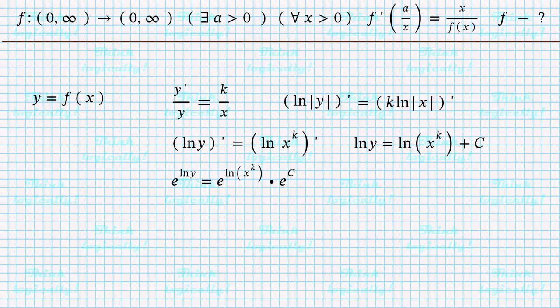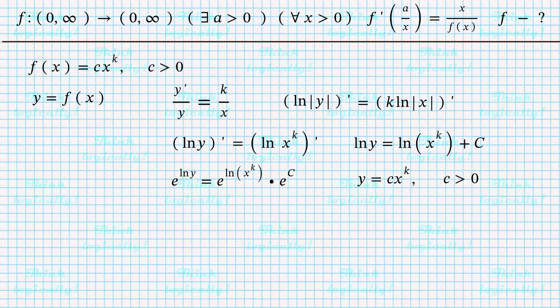The left hand side of the new equation is just y. E to the power of C is a new constant, name it c small, and it is positive as a power of e. The first term in the right hand side is x to the power of k. Now we can write that the function we are looking for, f of x, is c times x to the power of k, where c is a positive constant.